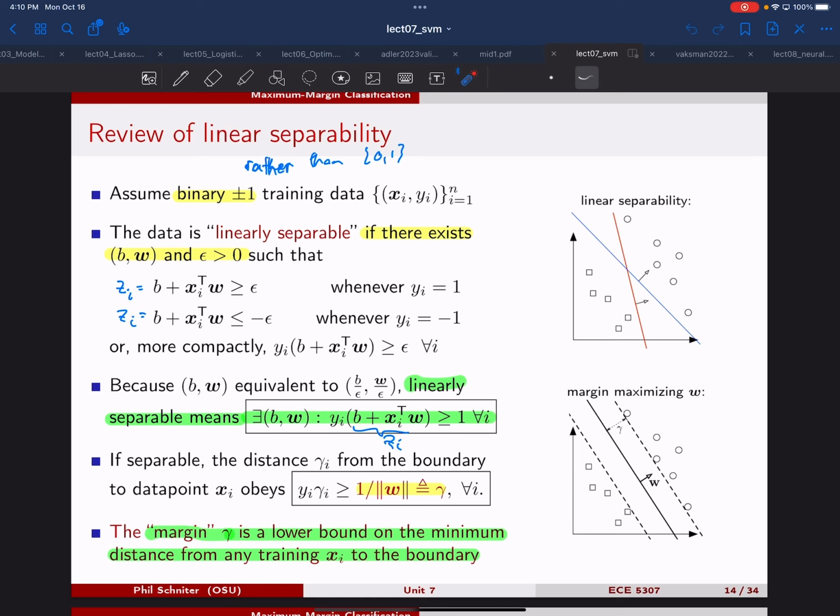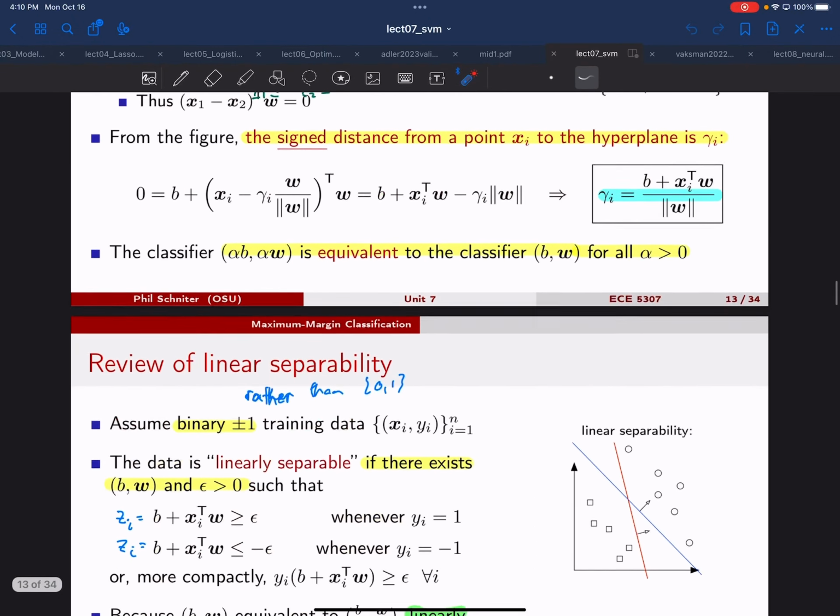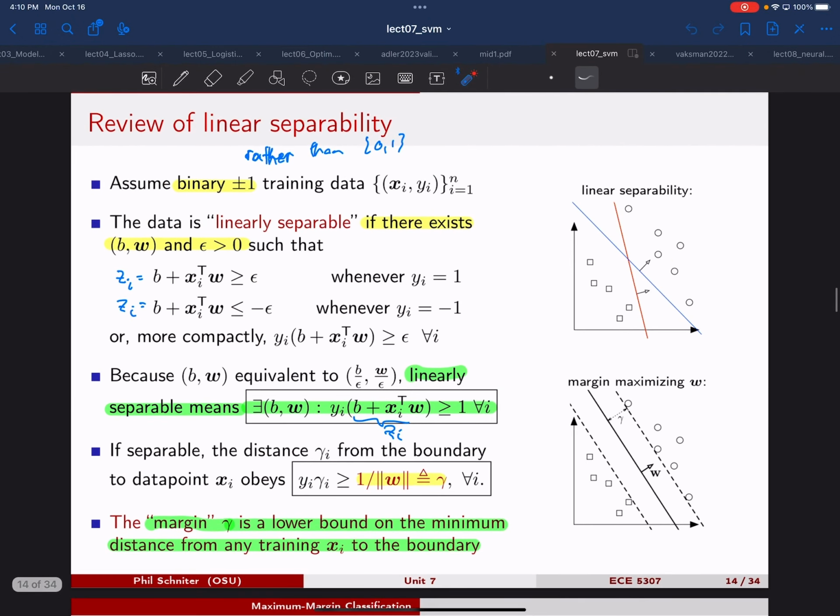So we're going to probably finish up our discussion of the support vector classifier and support vector machine today. So let's just go back and review a little bit about what we were saying last week. Okay, let's start on this page.